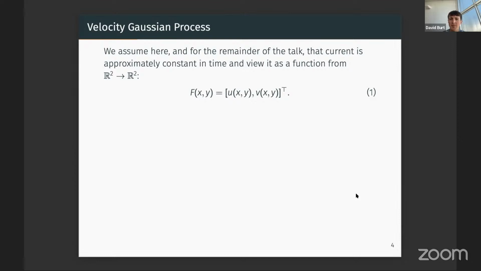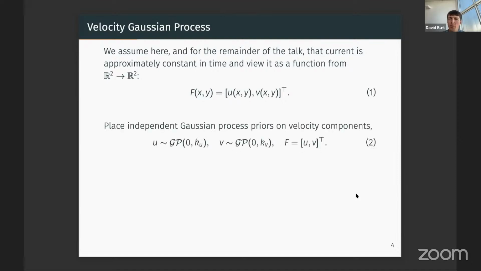Throughout the talk, I'm going to assume that current is approximately constant in time. As a result, we can view it as a function from R2, so from latitude and longitude components, to R2, so into a latitudinal velocity and a longitudinal velocity. This assumption that the current is constant in time is definitely wrong over long time scales. We're going to mostly restrict ourselves to observations over a relatively short span of time where it's reasonable. I'll also talk briefly about how in future work we plan to build back in a temporal component.